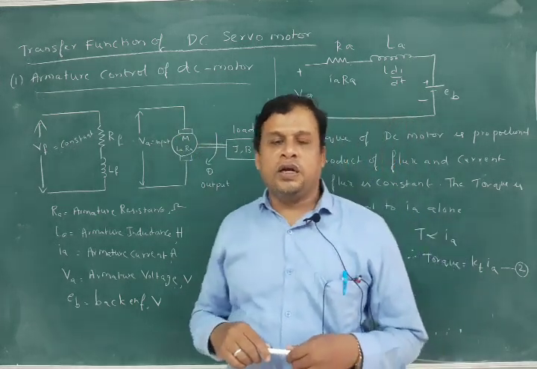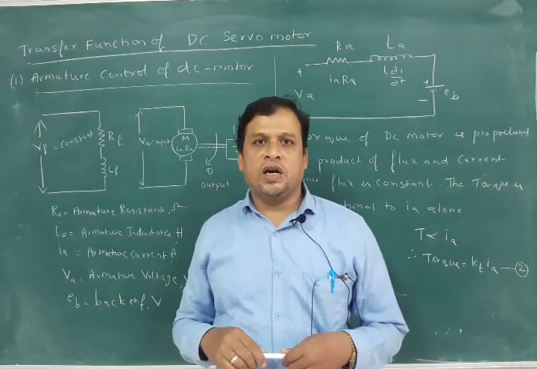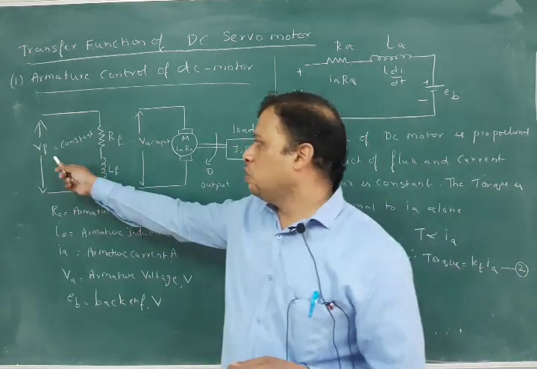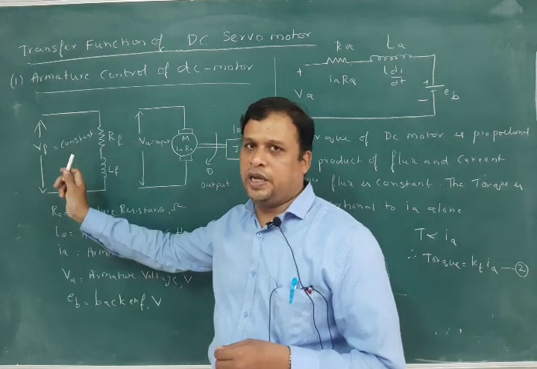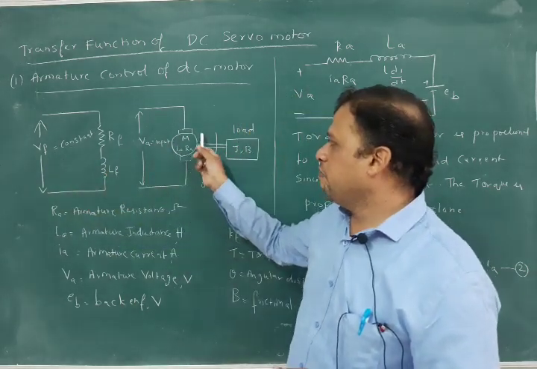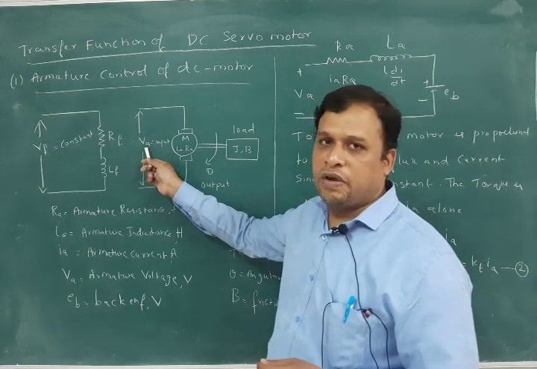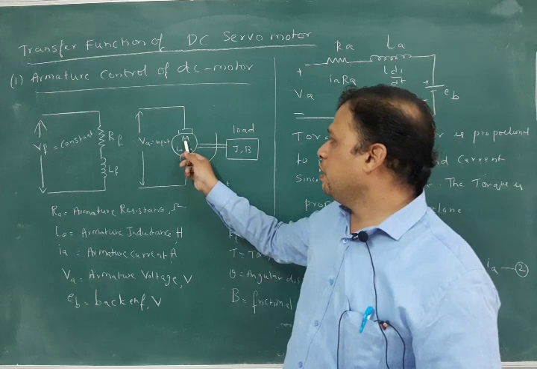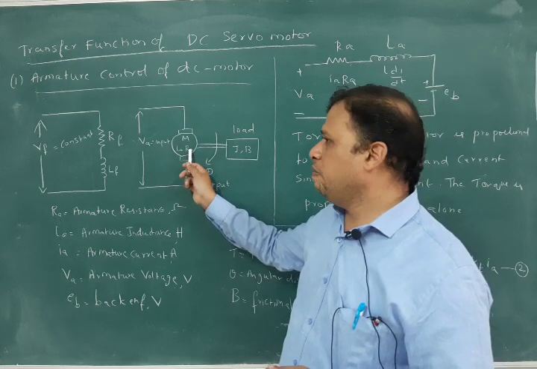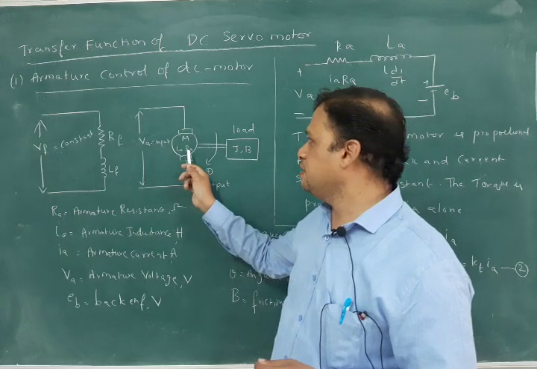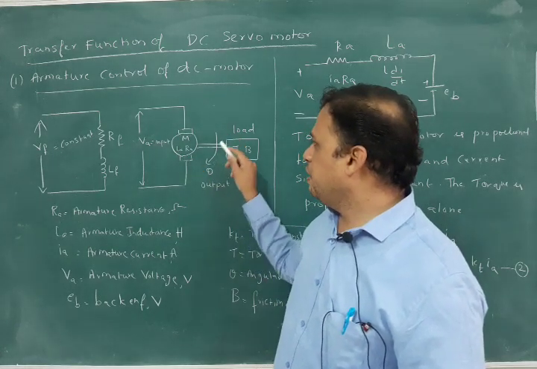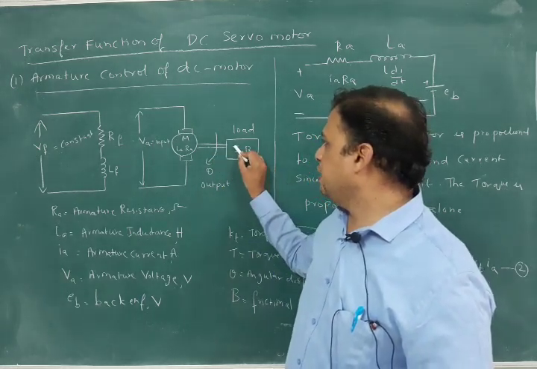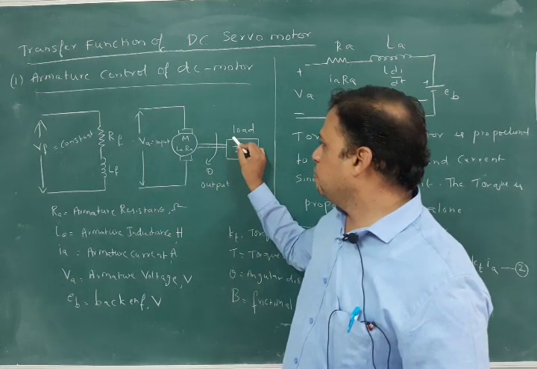As the name says, in the armature control method, the field control or the flux is constant. As we have already seen, Vf is equal to a constant, the field voltage is kept constant here. This represents the motor diagram where Va is the input voltage given to it. This is the motor M, and in the motor there will be Ra and La, the resistance and inductance. Theta is the motor rotation, and the load is connected here, as shown by this block.